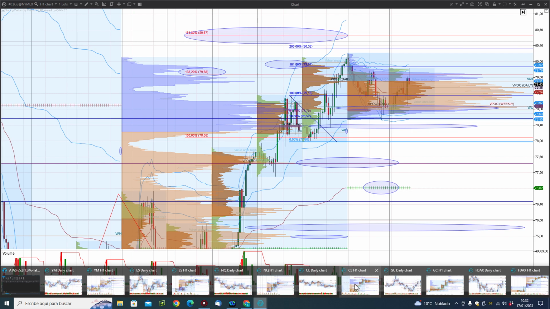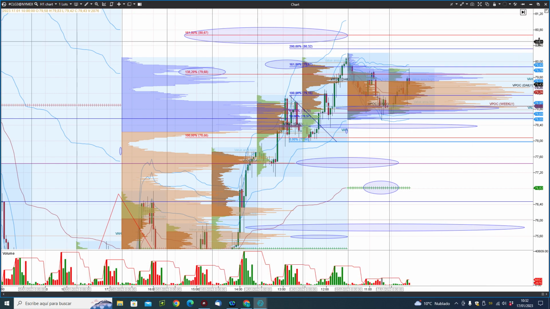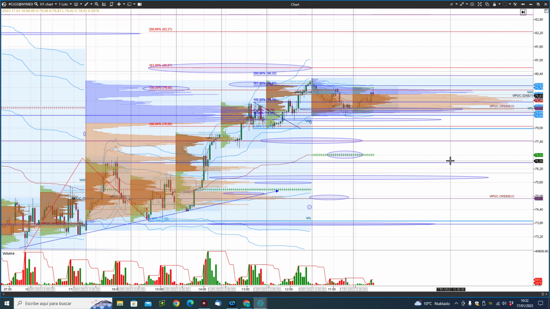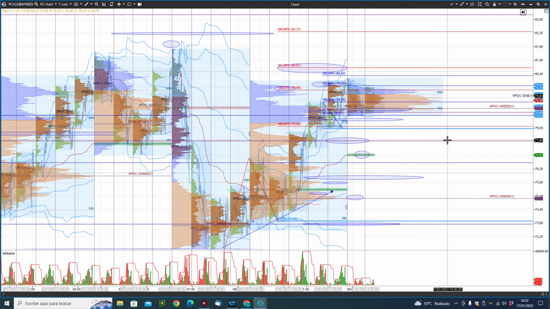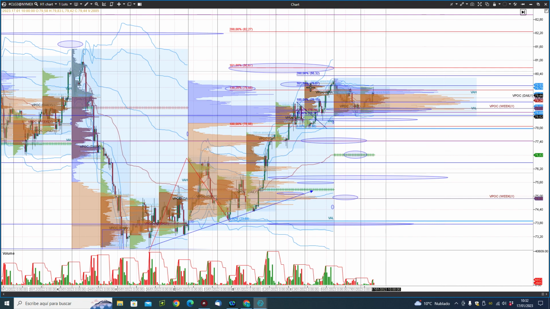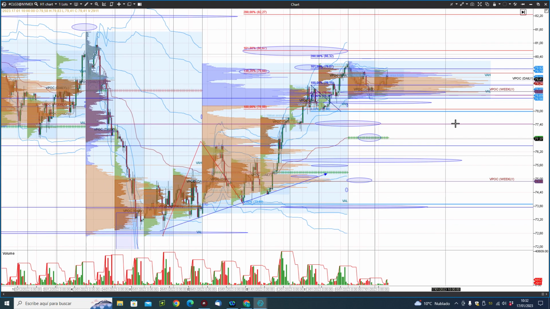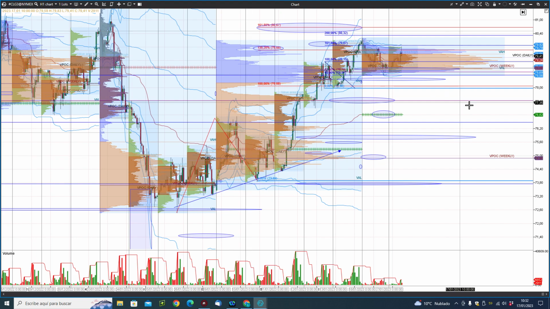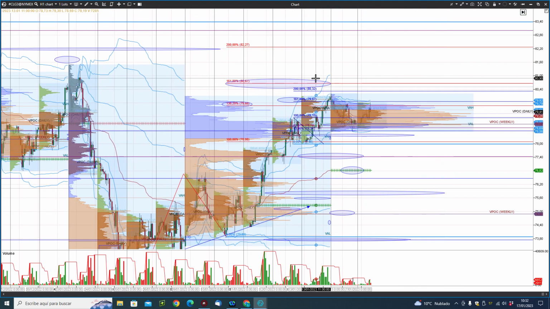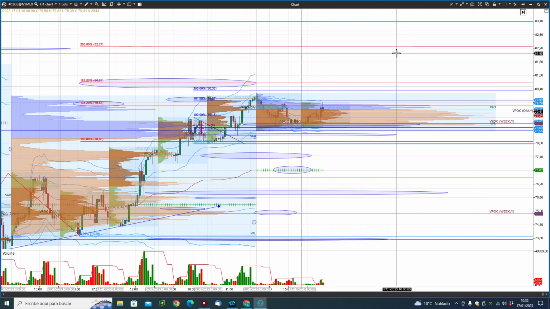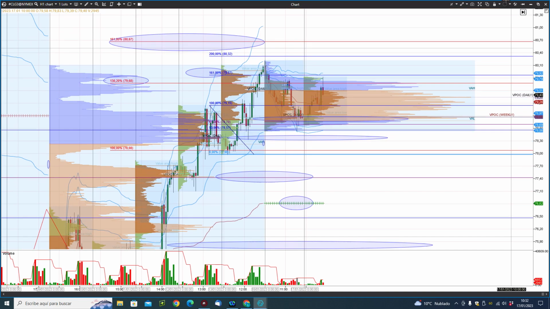Now, what happens with light oil, WTI? We can see a slowing down of this movement, of this uptrend, and we talked about this structure with a main target at 80.67. It will be our upper target, and let's see what the lower targets are.